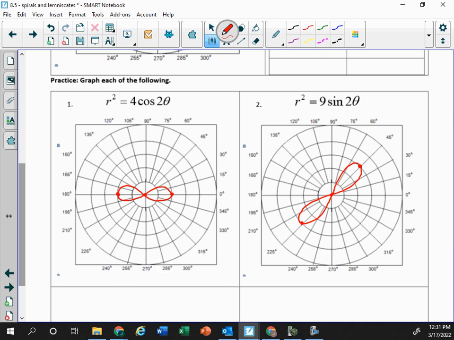All right, how do we do? Piece of cake? Okay, any questions? All right, when you're ready, turn the page. You've got 2 spirals at the top of the next page I want you to try to do.